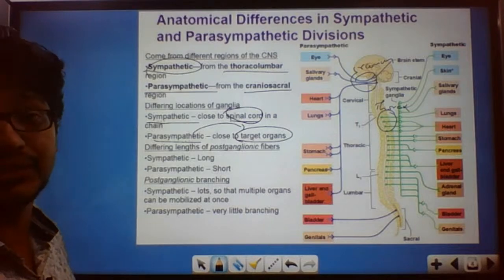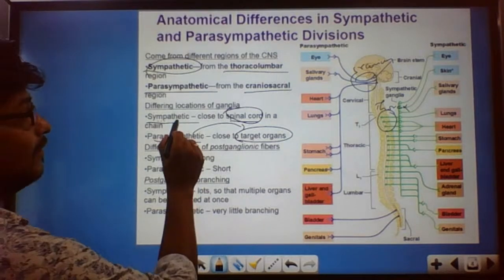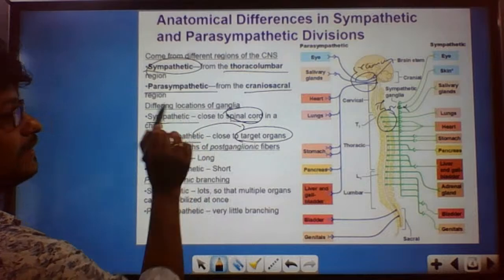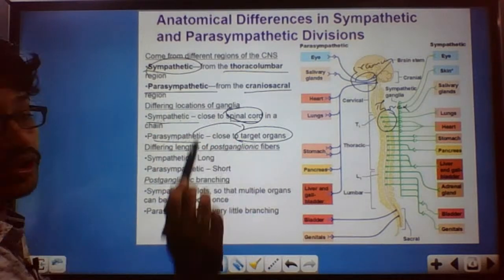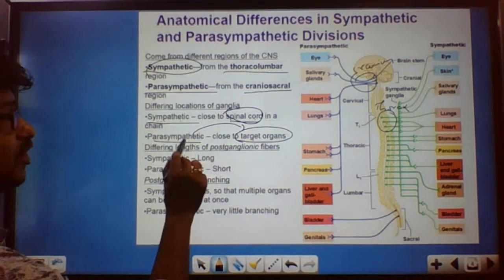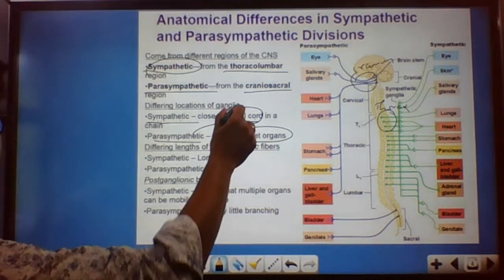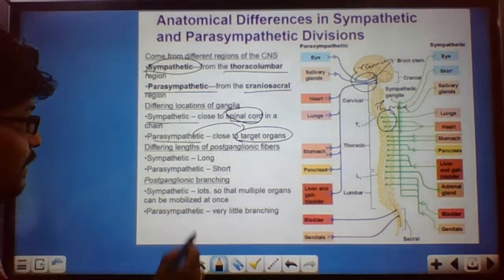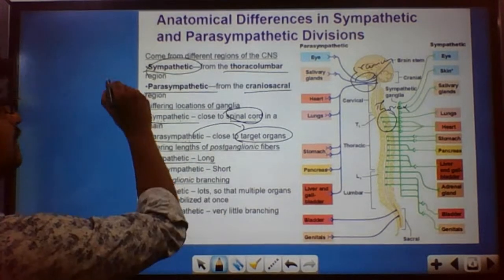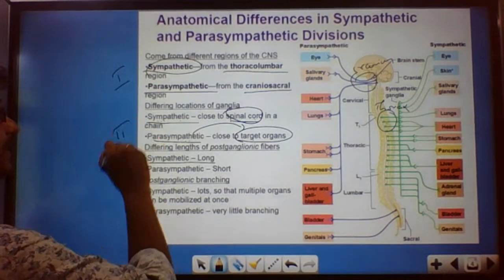If this type of question comes, you need to be very clear. The nerves which are very close to the spinal cord are sympathetic, and the nerves which are very close to the target organs are parasympathetic. This makes the second anatomical difference, and the first difference was the location of origin.